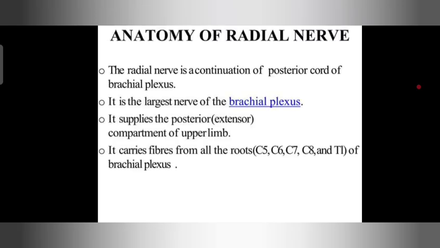So in this presentation, we will discuss the radial nerve anatomy and its clinical implications. So, anatomy of the radial nerve. The radial nerve is the continuation of the posterior cord of the brachial plexus. It is the largest nerve of the brachial plexus and it supplies the posterior, that is extensor, compartment of the upper limb. It carries fibers from all the roots, that is C5, C6, C7, C8 and T1 of the brachial plexus.